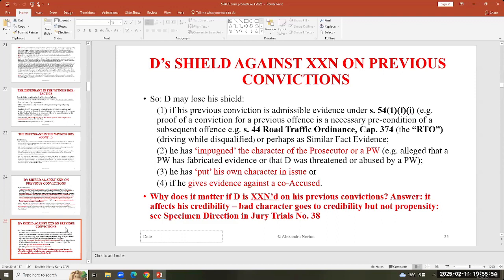Remember, if his previous convictions do come out, bad character only goes to credibility, not to propensity. That's specimen jury direction number 38. Remember, good character is different. If he's got a clear record, good character goes to both credibility, more likely to be credible, and propensity, less likely to have committed the offense. But bad character only goes to credibility. It does not make it more likely that he committed this offense.